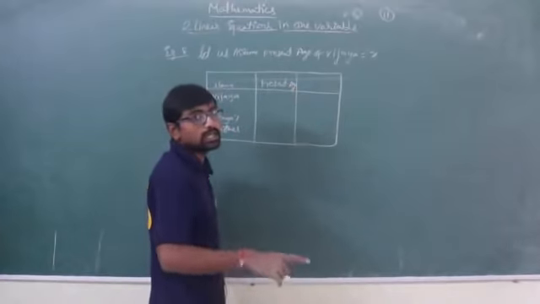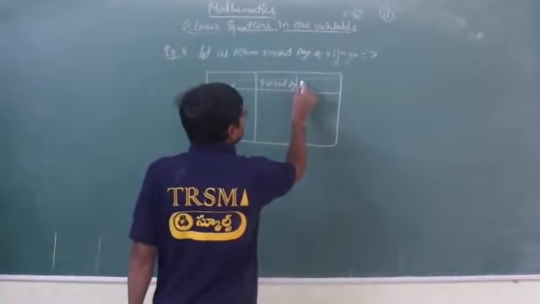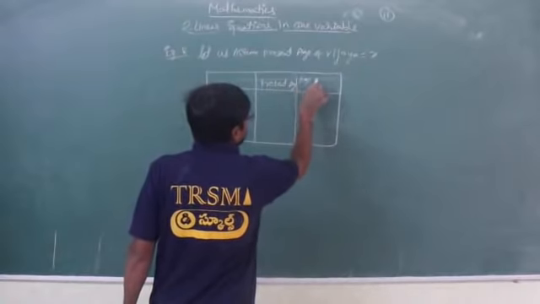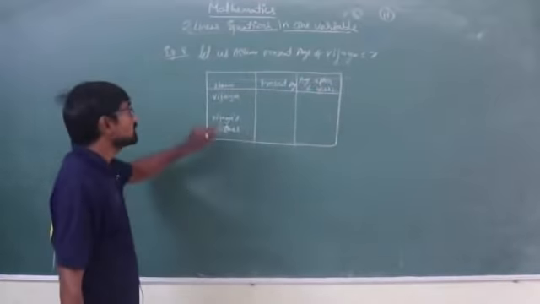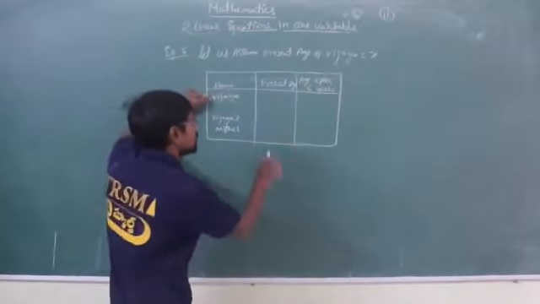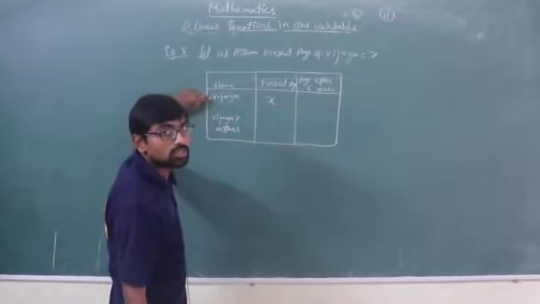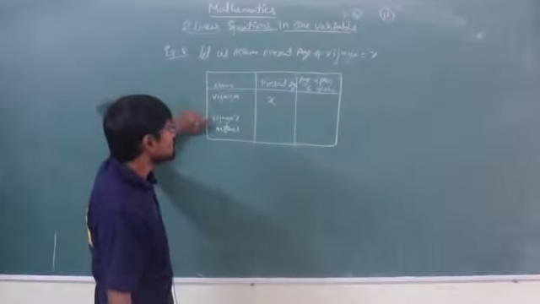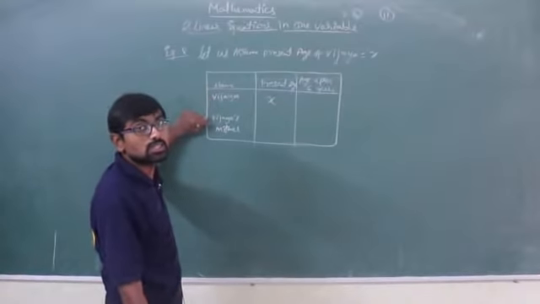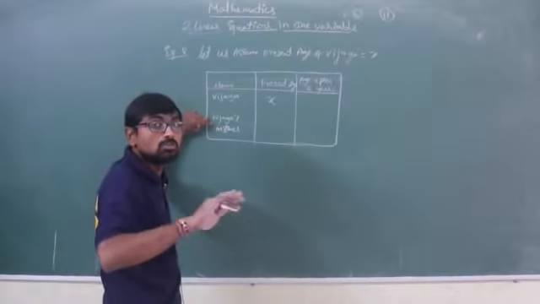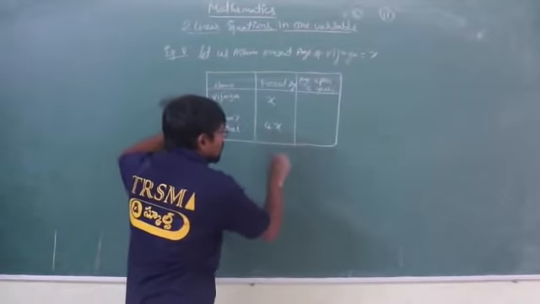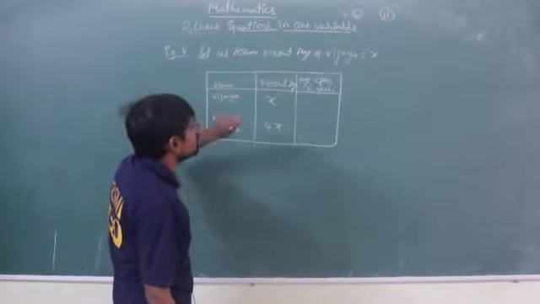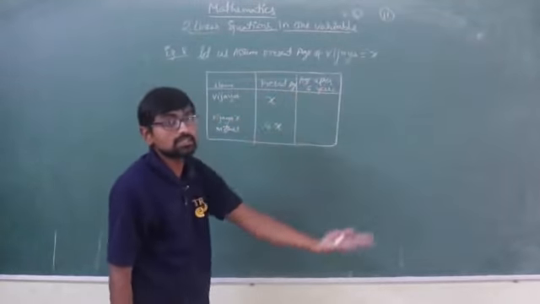And the second thing he had mentioned is the age after 6 years. Let me tell you. What is the present age of Vijaya? The present age of Vijaya we have assumed as X. What is the present age of Vijaya's mother? It is 4 times more than Vijaya, isn't it? So 4 into X.